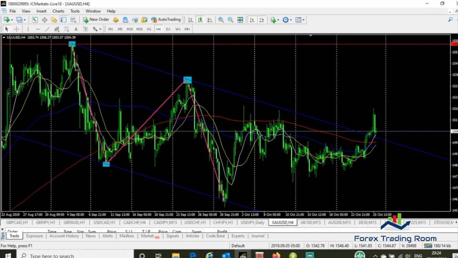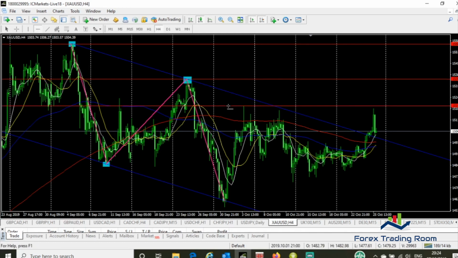Now, to look for our breakout, first of all, let's just put in a horizontal line based on this high, and we'll put one more in, a horizontal line here based on this key high. Now, our breakout.